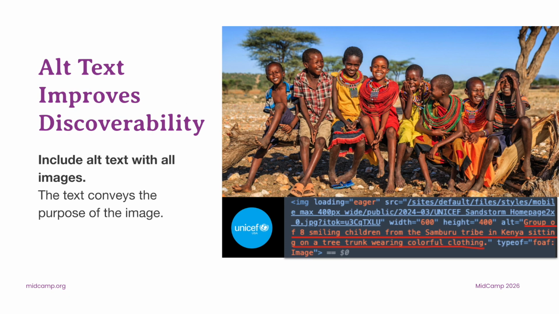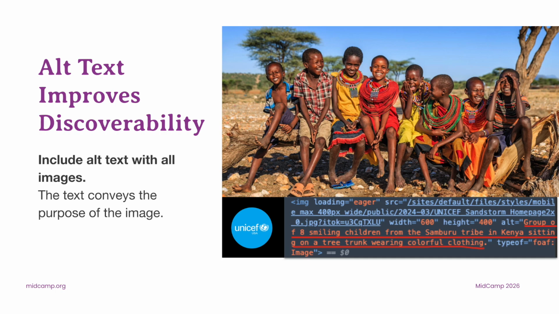Next up is alt text. Alt text improves discoverability. So we need to include alt text with all of our images. So instead of describing what this image is on the side, I'm going to read the alt text. This is for UNICEF, one of our clients. So their alt text is a group of 8 smiling children from the Samburu tribe in Kenya, sitting on a tree trunk, wearing colorful clothing.